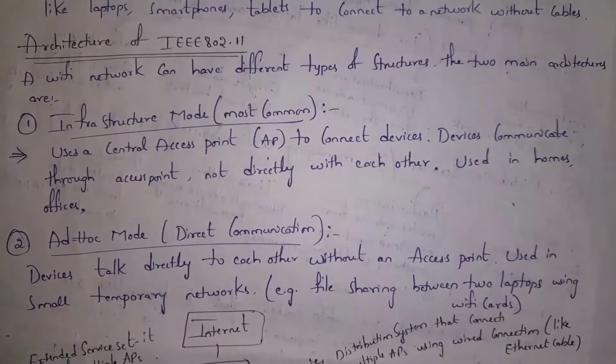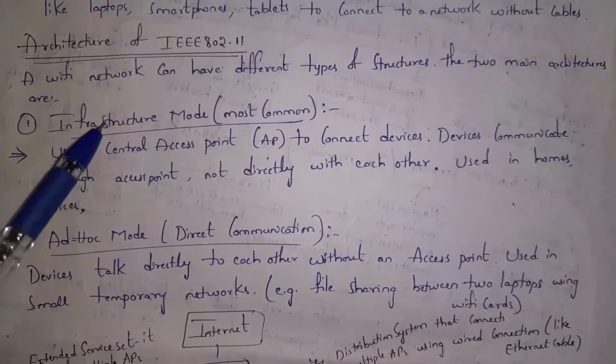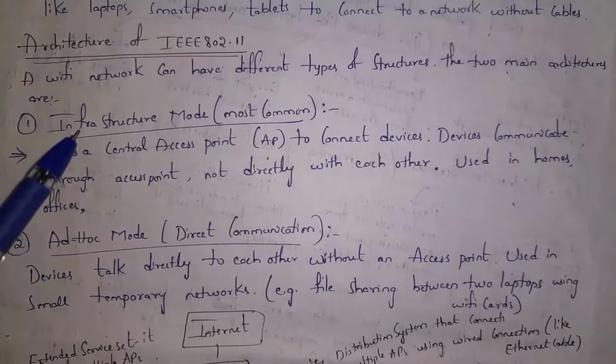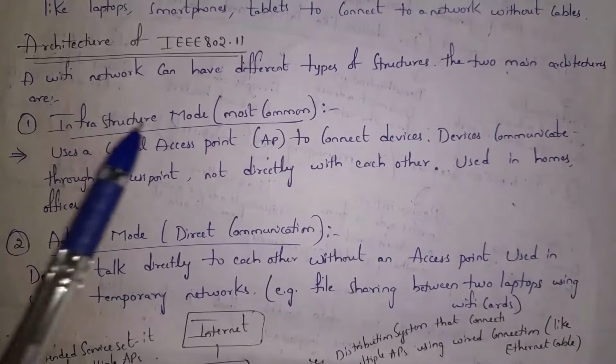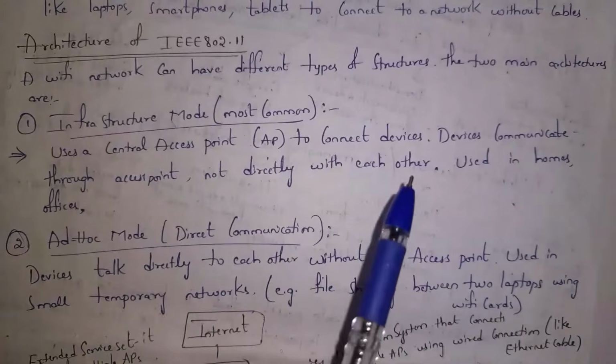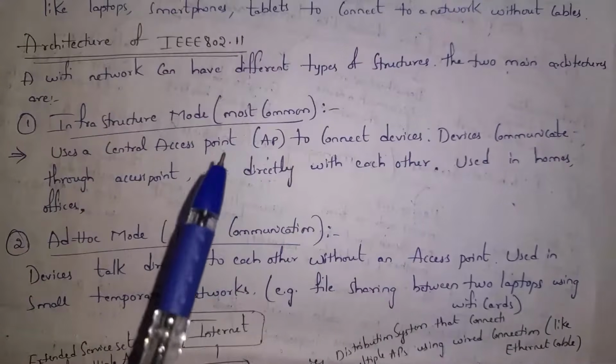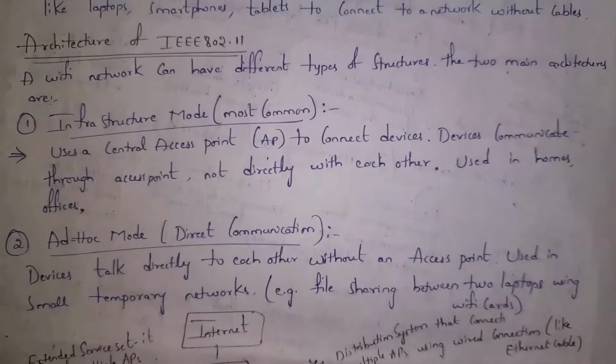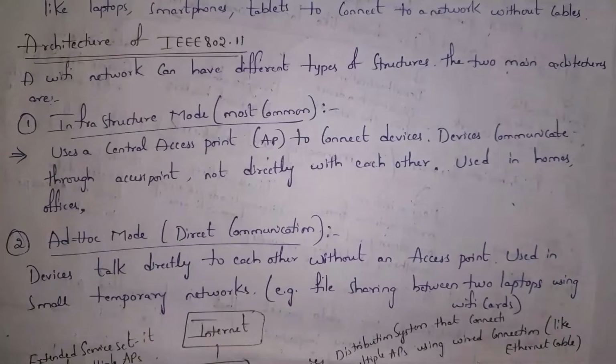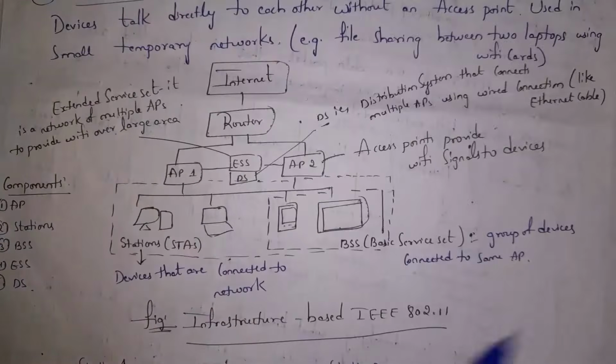At first I will explain what infrastructure mode is. By using infrastructure mode, devices can connect to the internet by using an access point. This mode uses a central access point to connect devices. Devices communicate through the access point, not directly with each other. Used in homes and offices. Guys, for example, if you consider your home Wi-Fi, as routers contain an access point, by using that access point, devices can connect to the internet. This is the architecture of infrastructure mode.